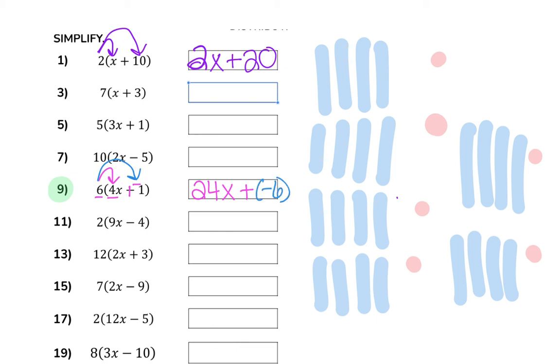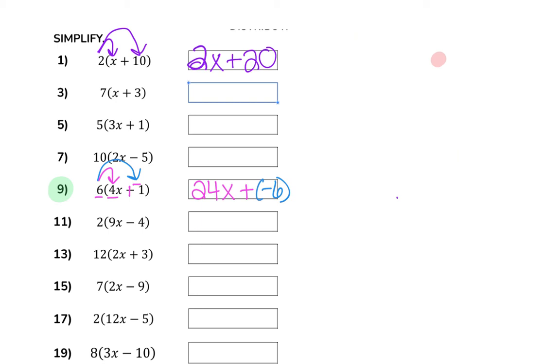Another way to write this, and actually the way that this spreadsheet you're working on is going to have you write it, is you need to write it without parentheses. So you would write it as 24x minus 6 instead of plus negative 6. All right, and that's hopefully going to help you get started on a few more of these.